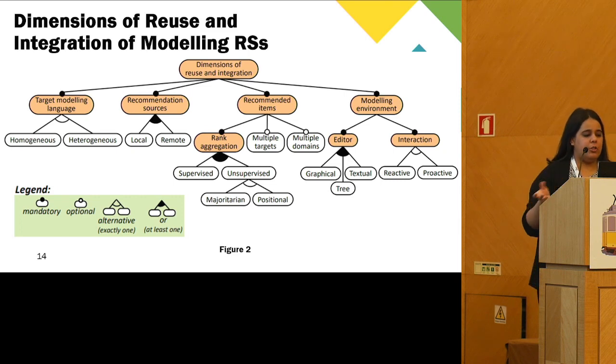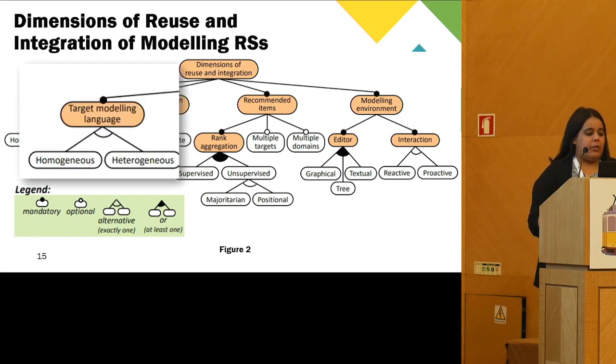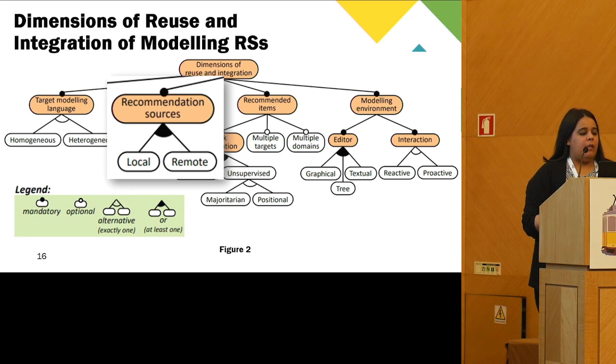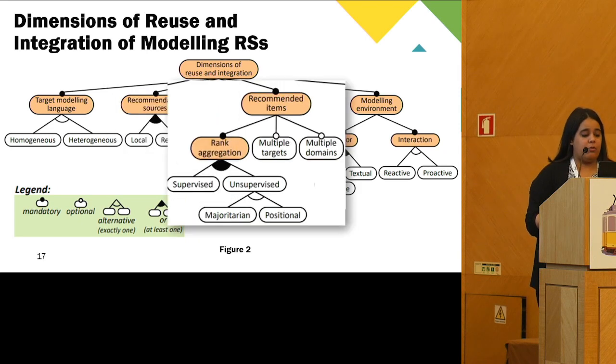Before I go to the proposed approach, I'm going to depict this dimension that we did to explore how we can do this reuse and integration. So first we have the target modeling language. As I mentioned before, it can be homogeneous if it's for the same modeling language that we develop it for, or if you're going to use it for a different one, it's going to be heterogeneous. The recommendation sources can be local, if it's just directly in your Eclipse or your framework, or remote if you can access it through a remote service.